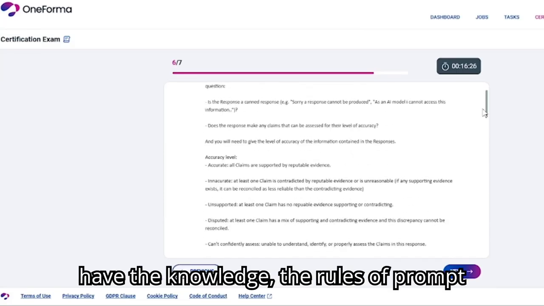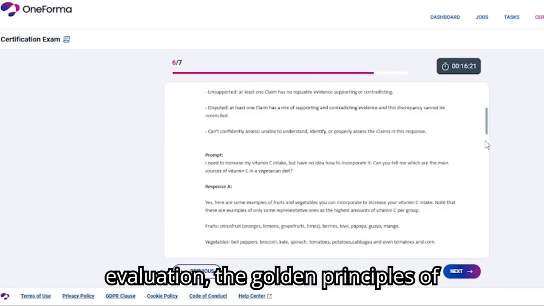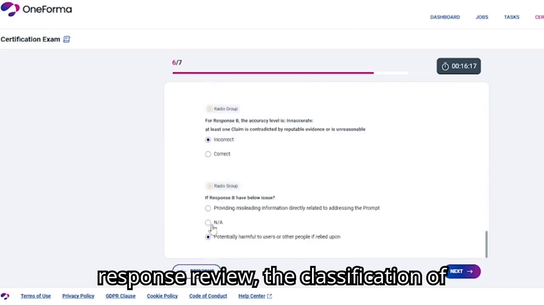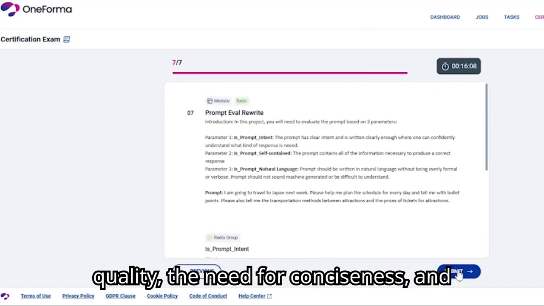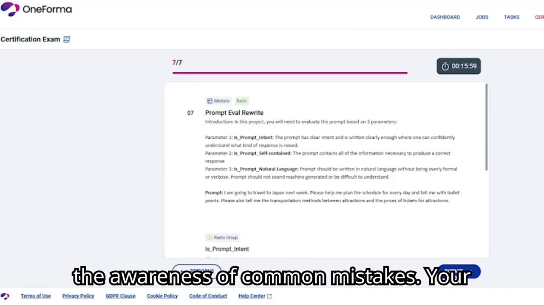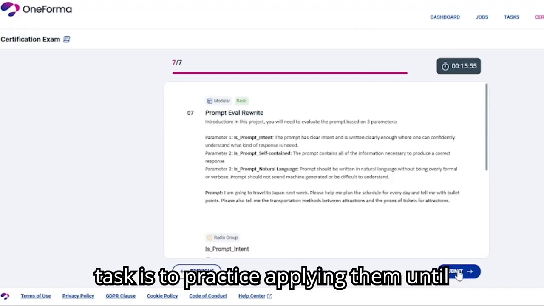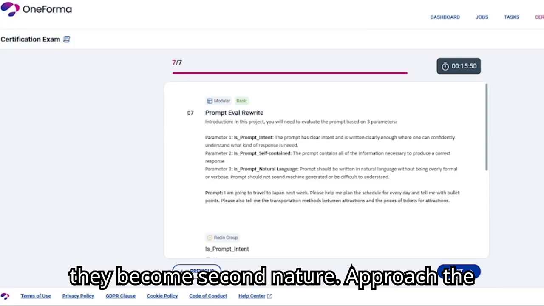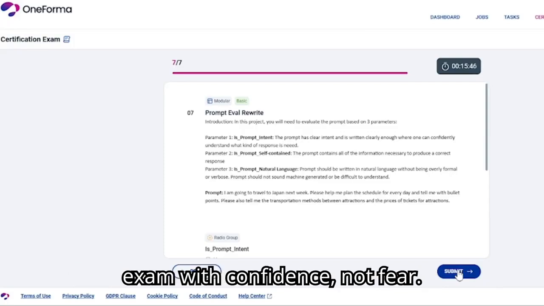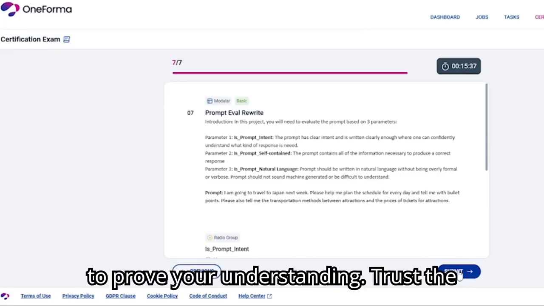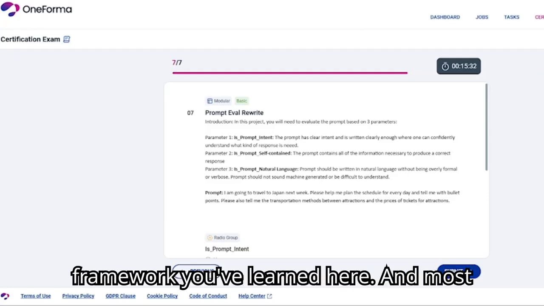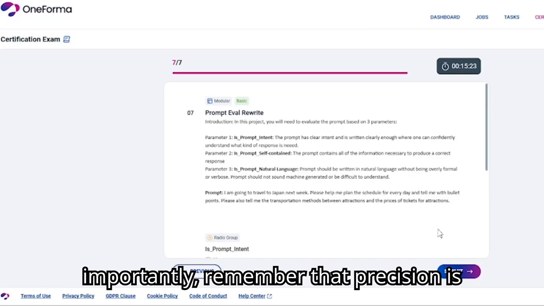You now have the knowledge: the rules of prompt evaluation, the golden principles of response review, the classification of stereotypes, the parameters of prompt quality, the need for conciseness, and the awareness of common mistakes. Your task is to practice applying them until they become second nature. Approach the exam with confidence, not fear. Think of each question as an opportunity to prove your understanding. Trust the framework you've learned here. And most importantly, remember that precision is power.